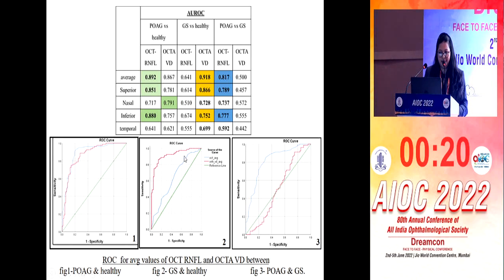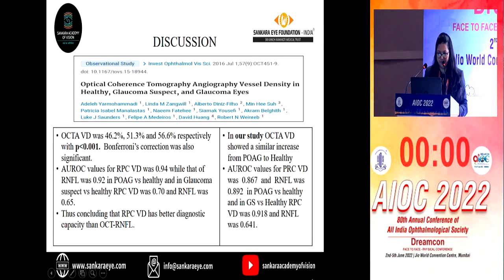The red line here signifies vessel density, while the blue line is OCT RNFL. In the first curve, we can see that both vessel density and RNFL are performing similarly, while in glaucoma suspect and healthy, we can see that the vessel density is outperforming RNFL. In POAG and glaucoma suspect, RNFL is doing a much better job.